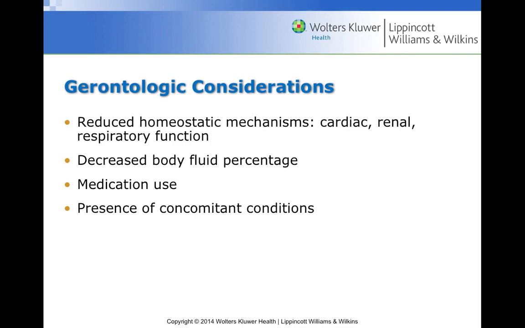And here we'll talk a little bit about our gerontological considerations. Of course, with everything, we will consider our elderly population. So normal physiologic changes of aging, including reduced cardiac, renal, and respiratory function and reserve, and alterations in the ratio of body fluids to muscle mass may alter the responses of older people to fluid and electrolyte changes and the acid-base disturbances.